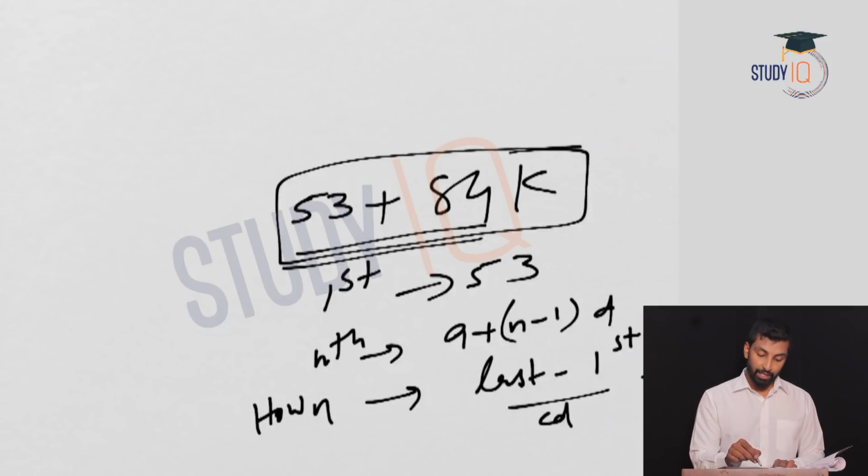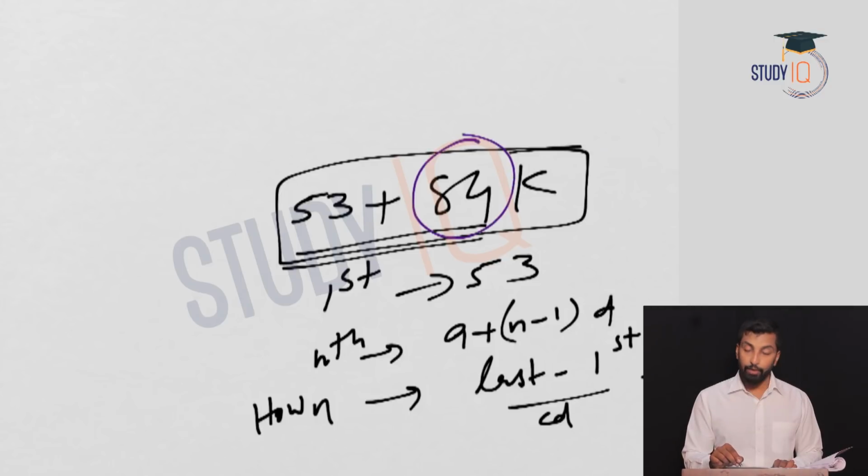So in the previous question, if you remember, I asked you divided by 60, what is the remainder? You got the answer, but for 16 you cannot get the answer. But here, divided by 16, you can get the answer. The reason is the common difference is 84 and 16 is a factor of 84.